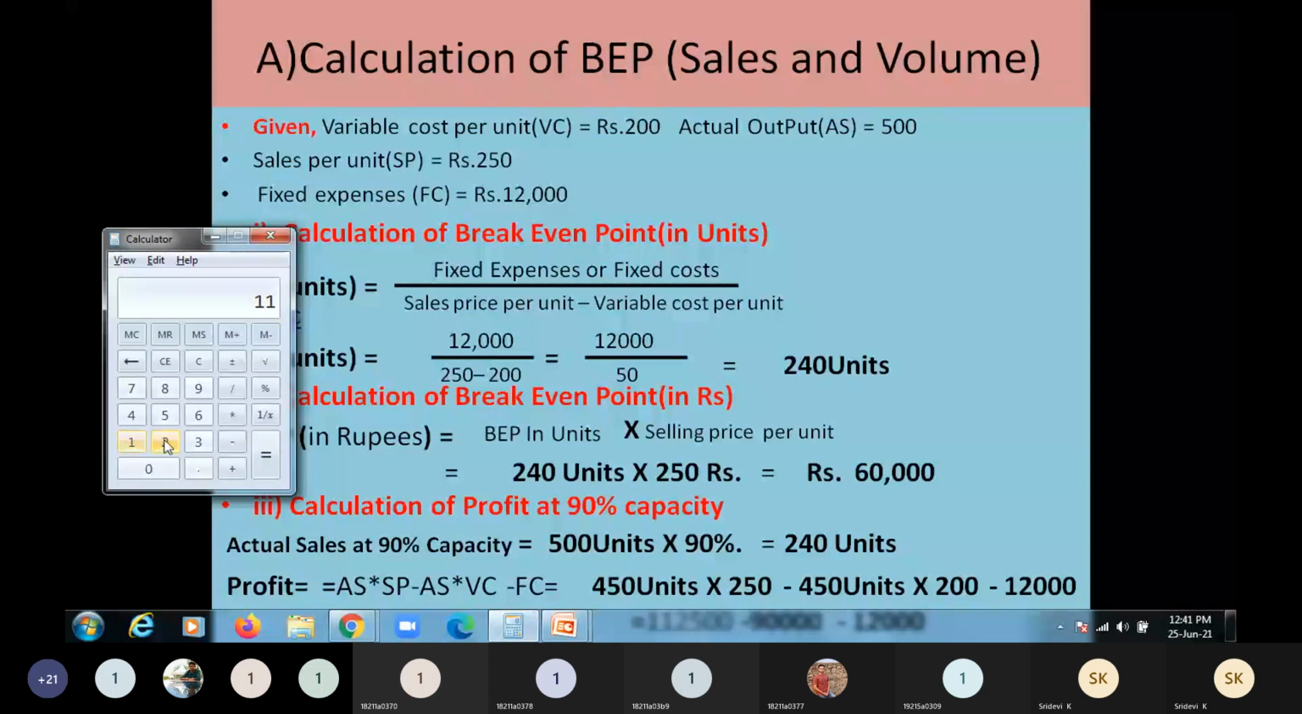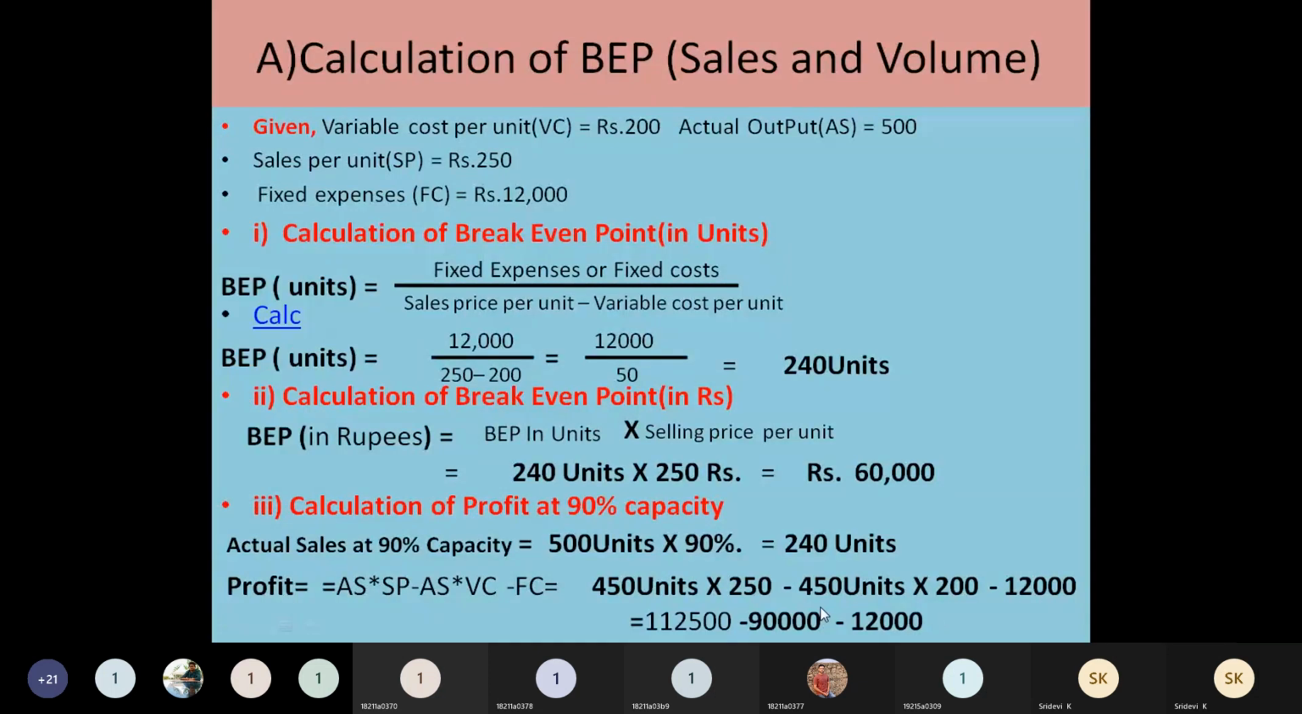1,12,500 minus 90,000 minus 12,000. So that will give you how much? 10,500. So rupees 10,500 is the profit. 10,500 is the profit at 90% capacity.